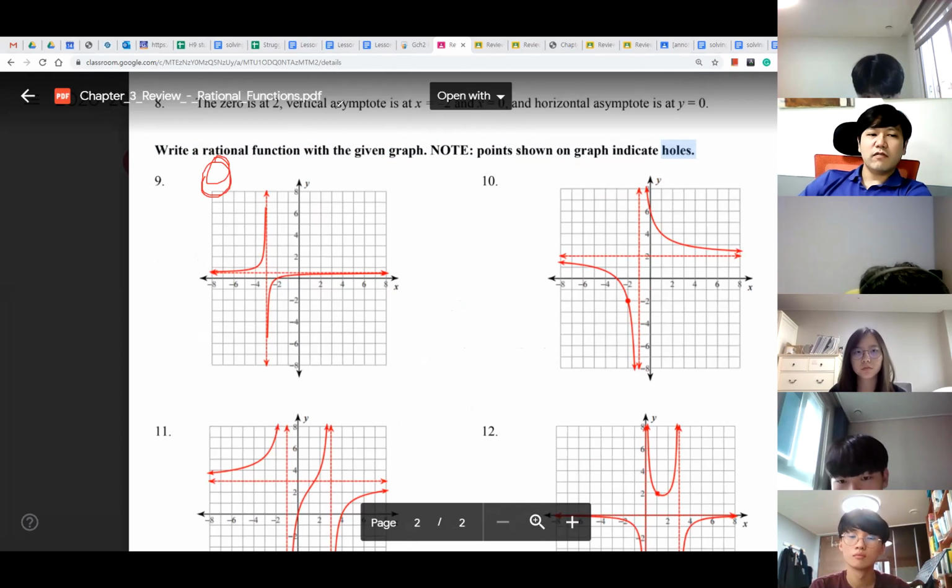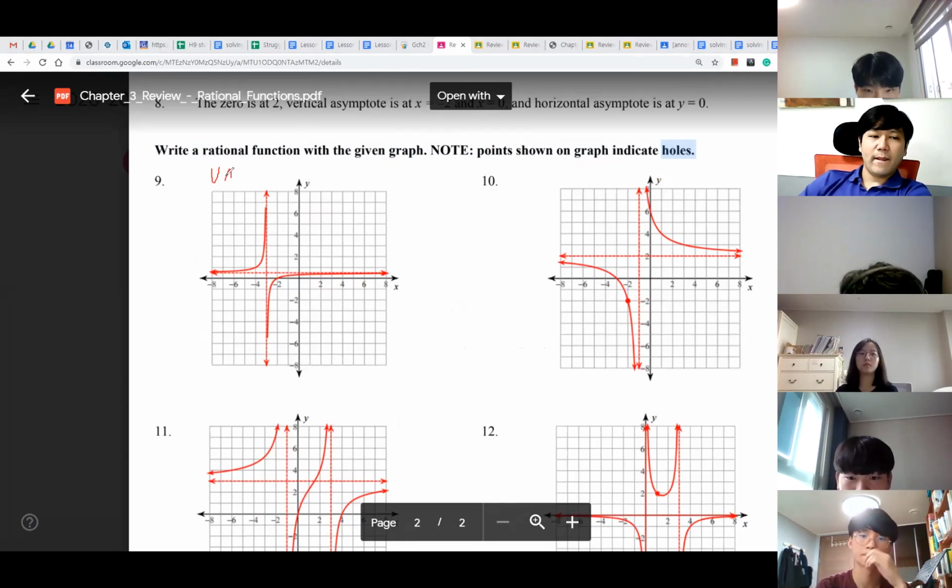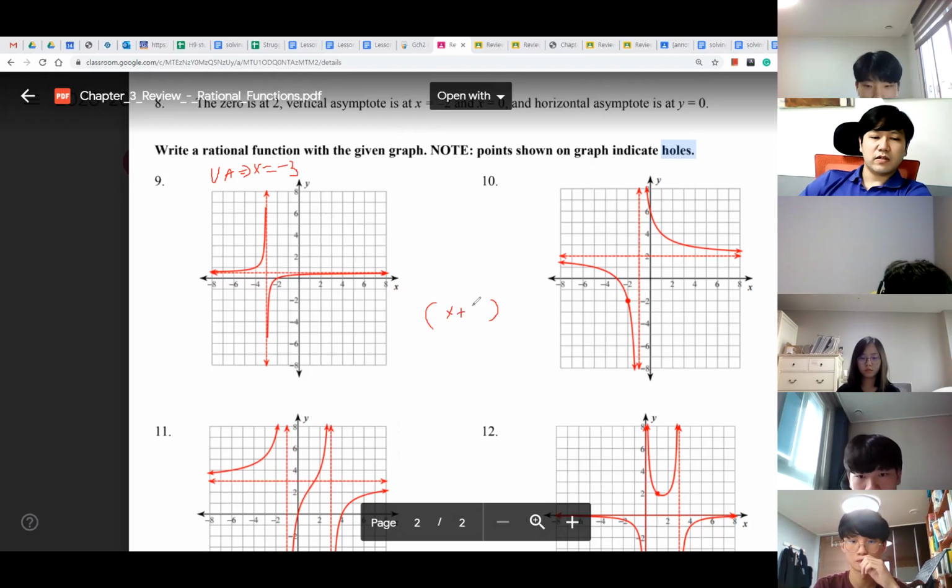Okay, so give me the first hint you can find from this graph. First, we can know the vertical asymptote, which is -3. Okay, so what does that tell us? And then the denominator maybe, is that in the bottom? Yeah, that becomes x plus 3. Perfect.